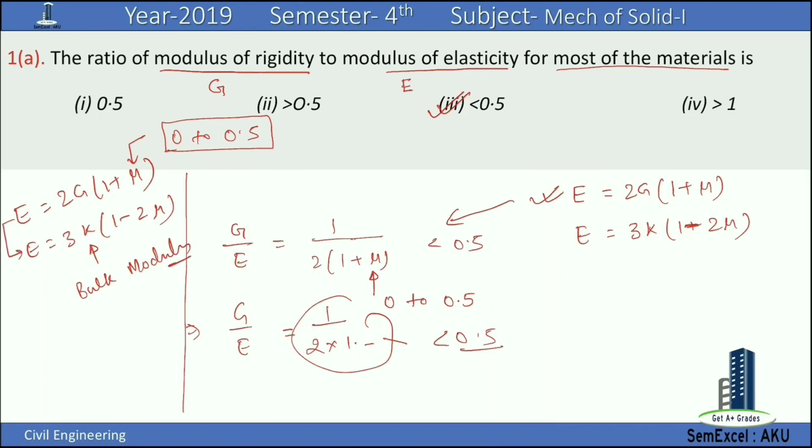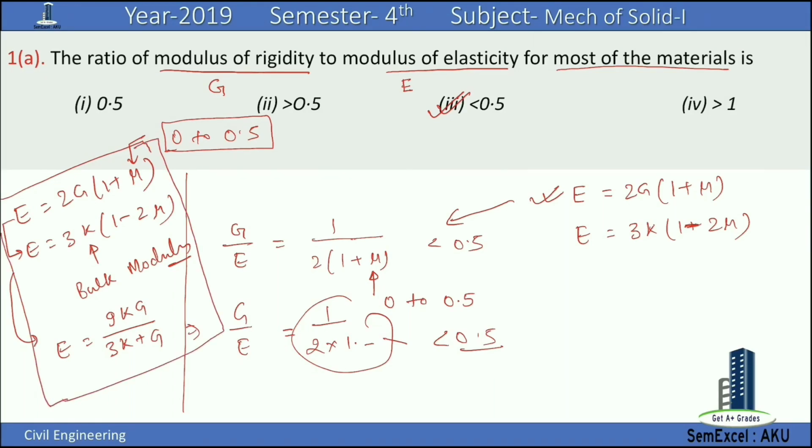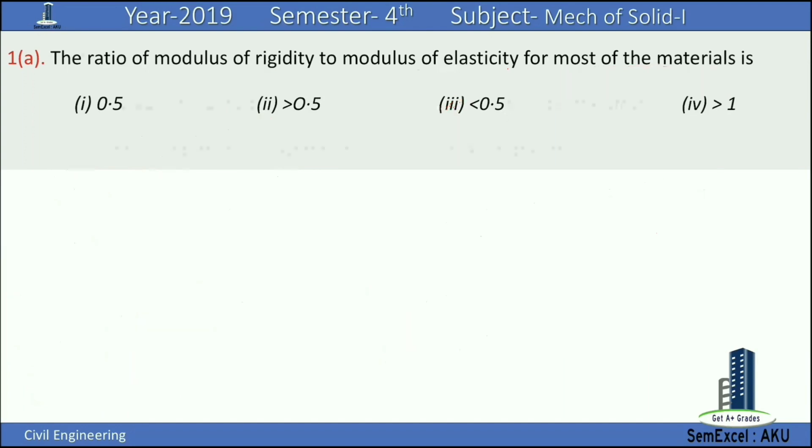Again, if you use the first and second formula, we will get another formula that is E is equal to 9KG divided by 3K plus G. Using only these three formula, you can answer all of questions of this type. So please note down this formula. It will help in your semester exams. We will move further for the next question.